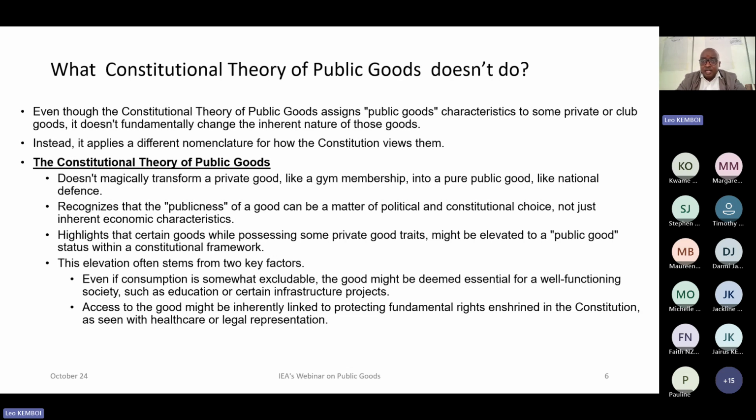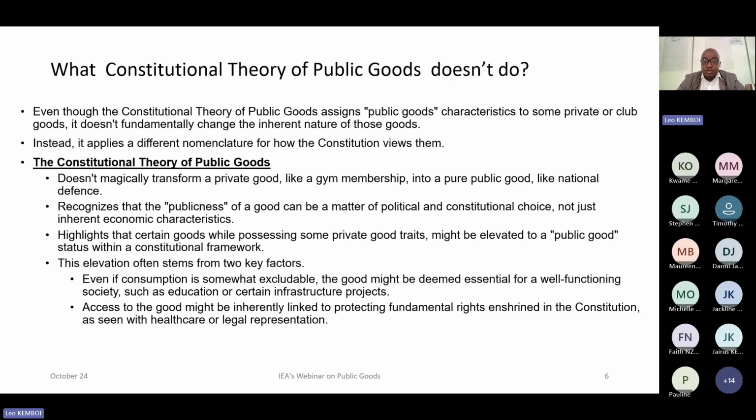What they're only saying is that they recognize the publicness of a good. The example we're giving here is the economic and social rights in the Constitution. Most of those rights are private goods, but the Kenyan public, in recognizing that those are important things, says that this is a matter of political and constitutional choice, not just inherent economic characteristics. These scholars highlight that certain goods, while possessing some private goods traits, can be elevated to a public good status within a constitutional framework.